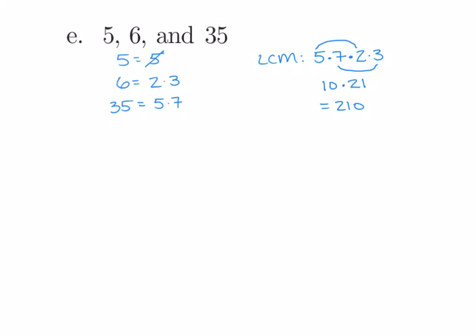All right, last one. Let's try 10, 20, and 24. All right, so 10, this is equal to 2 times 5. 20, this is equal to 2 times 2 times 5. And if you do the prime factorization for 24, you should get 2 times 12, which is 2 times 6, which is 2 times 3, or 2 times 2 times 2 times 3.